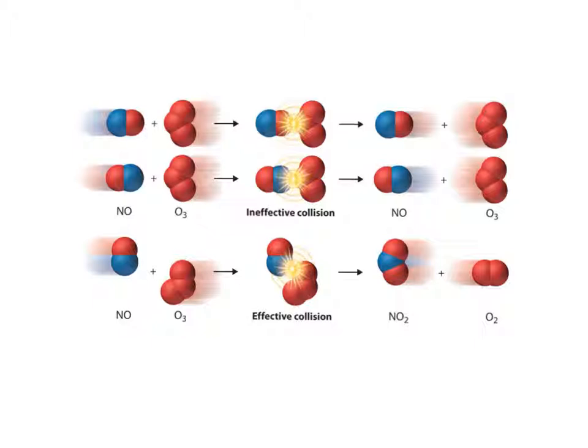So in order to just highlight that, I have this graphic here. Now what it shows is a reaction between NO and O3, and it shows what an effective collision would result in and what an ineffective collision would result in. First of all, if I have my NO over here, let's take a look at the ineffective collisions.